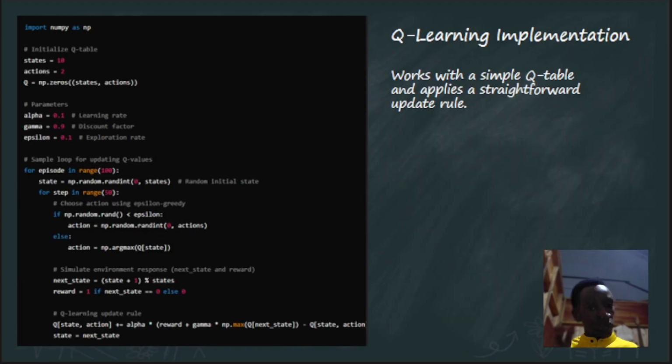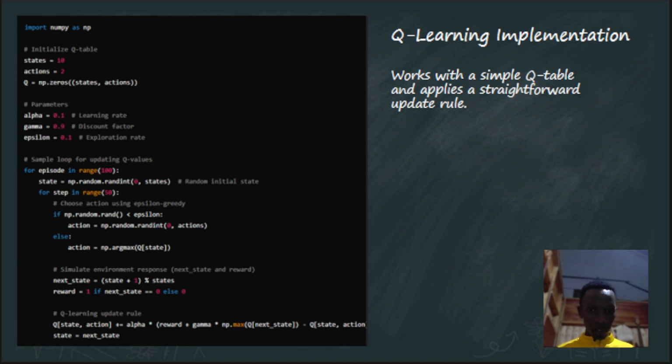Let's go forward to the Q learning implementation. Here we are going to discuss a table, an example. This works with a simple Q table and applies a straightforward rule. We have our parameters. We are going to start by initializing the Q table with 10 states and 2 actions.